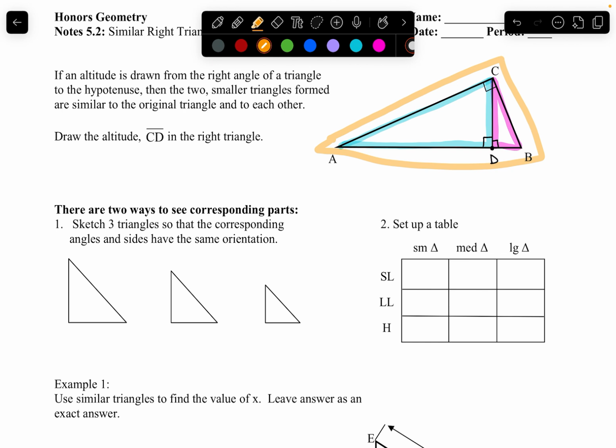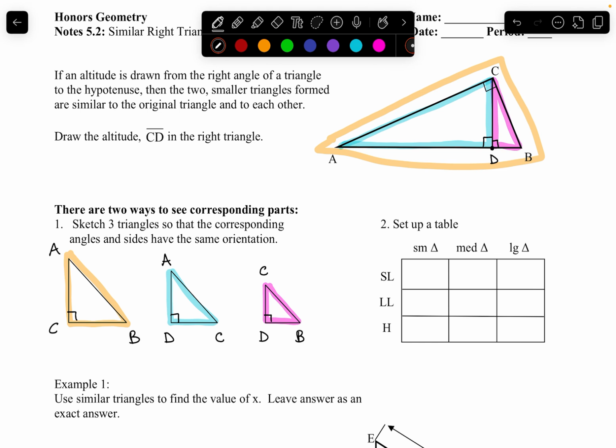The first way is to draw our three triangles all oriented the same direction. So I've got my right angle, my right angle, my right angle. We've got our small right triangle here in pink, our medium right triangle here in blue, and then our large triangle here in this yellowy gold color. Now I'm going to label these triangles D, B, and C. My medium triangle, this is A, this is D, and this is C. And then my large triangle, we've got A, we've got C, and we've got B.